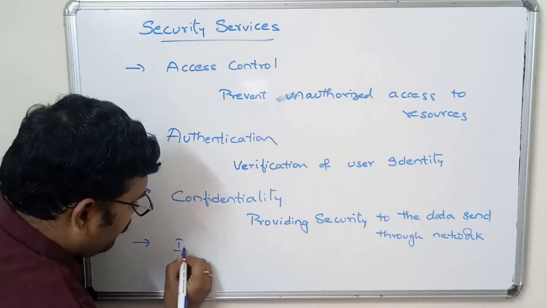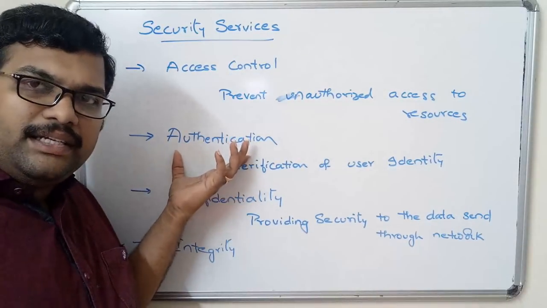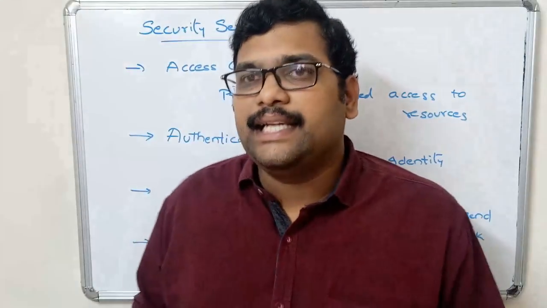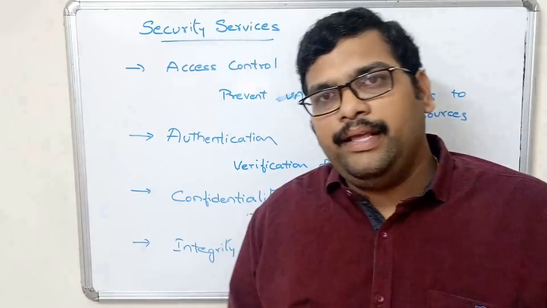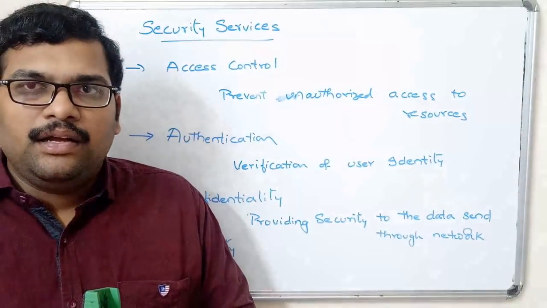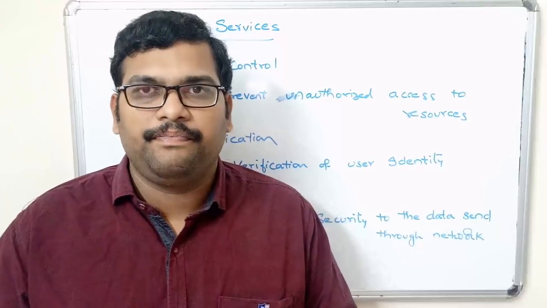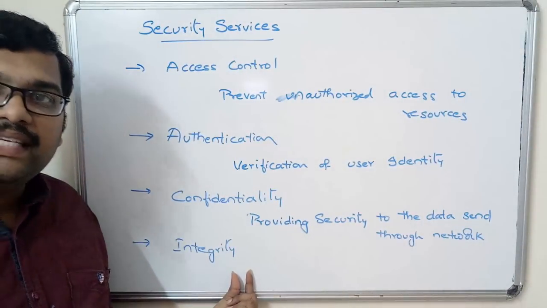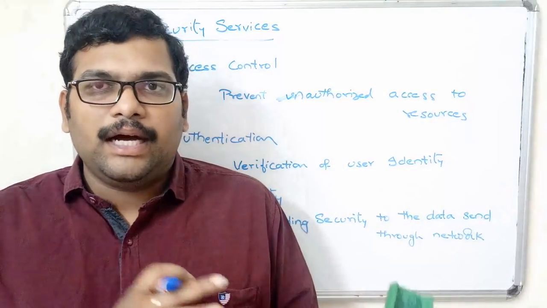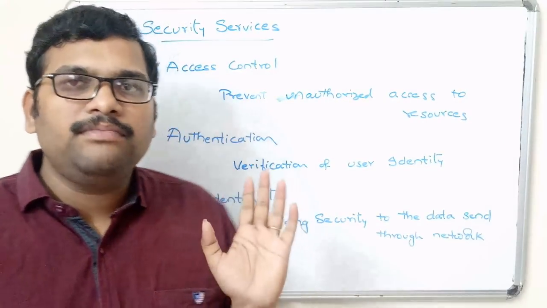Next one, integrity, the data integrity. We can refer to it as data authentication or simply authentication. Providing security for the data which has been sent from sender to receiver is not the final thing. One more thing we have to take care of is that there should be no modification done during the transmission from the sender to receiver. That service we call integrity. After sending the message from the sender, an unauthorized person should not modify the message during the transmission from sender to the receiver.